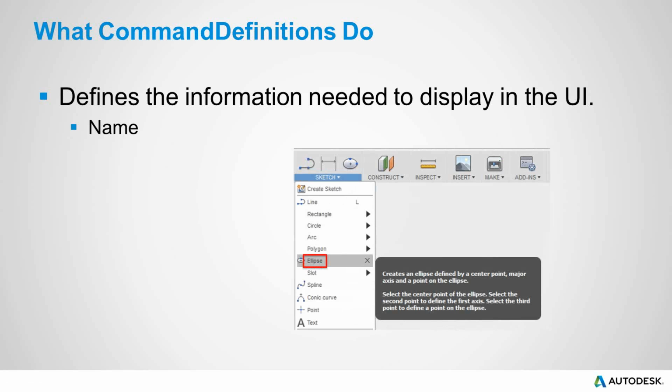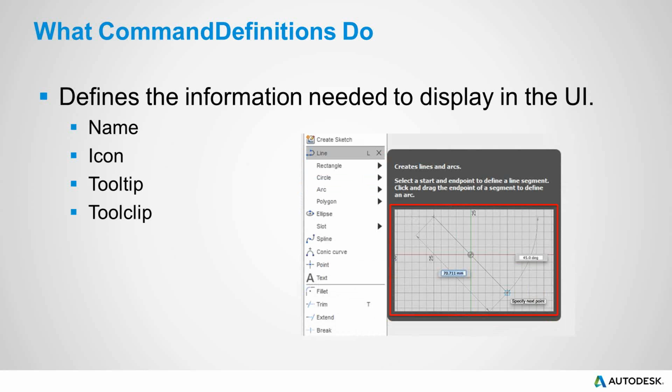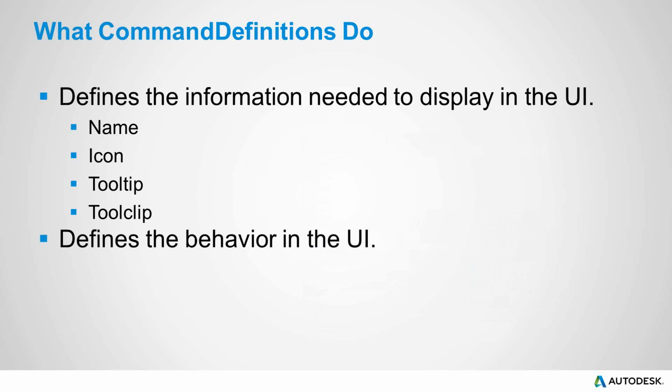And so what does that mean? The definition has the name associated with it, so that's what is displayed in the UI. In this case, ellipse. That's the name of the command that the user sees. The command definition also defines the icon. It defines the tooltip, so that's just the additional text when the user moves over the command. And some commands have this image too that's called a tool clip, and that's also part of the command definition. And the command definition also defines the behavior in the UI, so that's is it visible or not, and is it enabled or not.